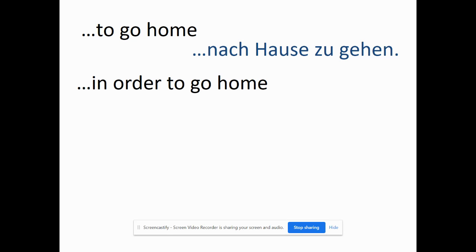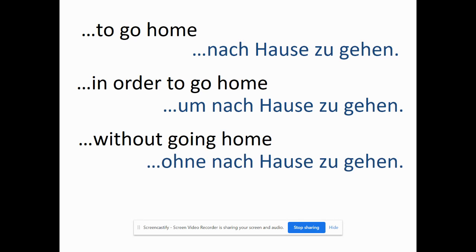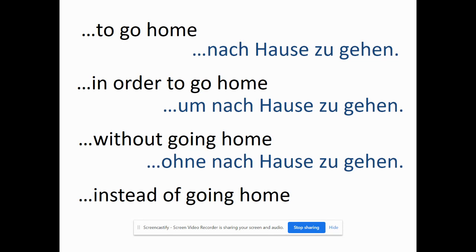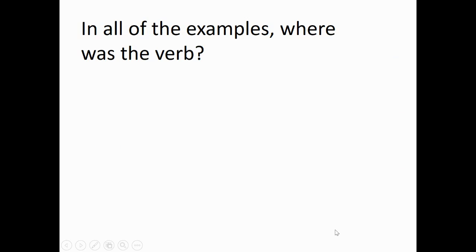If you want to say in order to go home, you would say um nach Hause zu gehen. You use um before the clause and zu gehen at the end. If you want to say without going home, you would use ohne nach Hause zu gehen. If you want to say instead of going home, you would say anstatt nach Hause zu gehen.